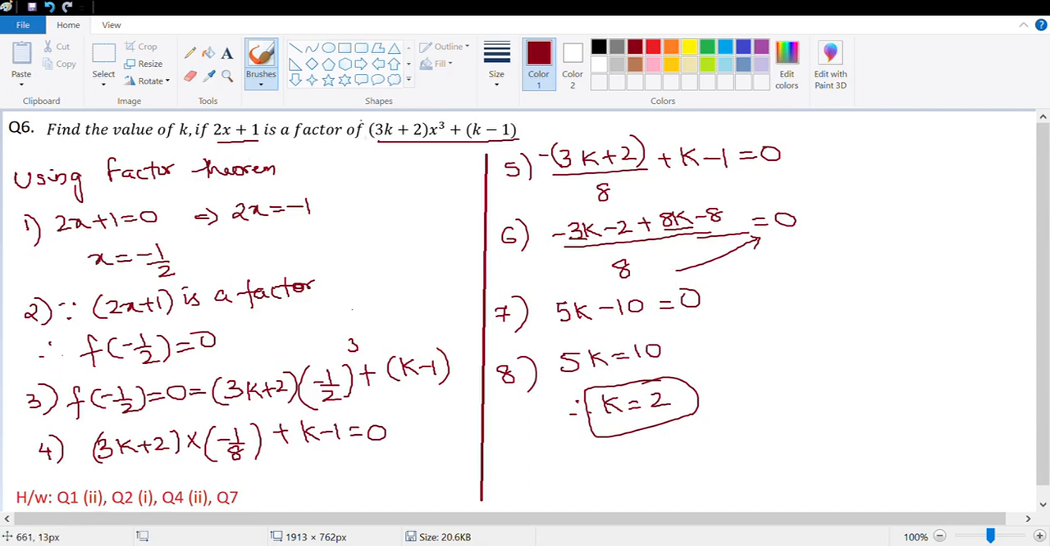If k is 2, then the given polynomial will have 2x plus 1 as a factor.